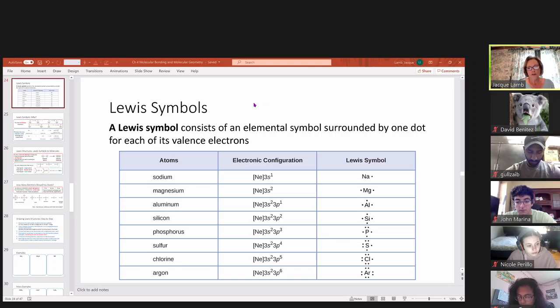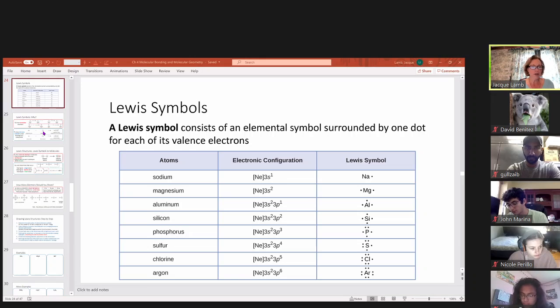So the first model that we use is Lewis symbols. A Lewis symbol consists of the elemental symbol surrounded by dots representing the valence electrons. And you see here some examples of what that looks like. What we're showing is only the valence electrons. We really are only concerned with valence electrons because it's the valence electrons that enter into bonding.